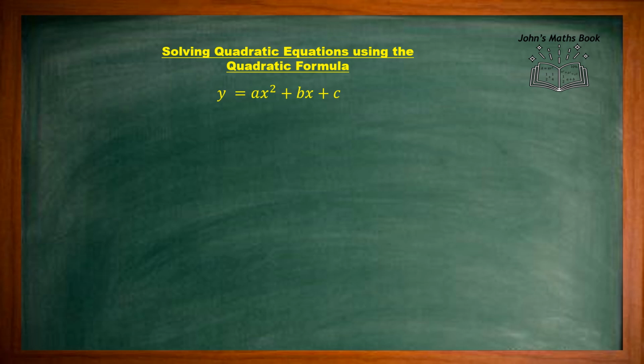A quadratic equation in its standard form is written as y is equal to ax squared plus bx plus c. The roots of the quadratic equation can be found using the quadratic formula, which is written as x is equal to minus b plus or minus the square root of b squared minus 4ac divided by 2a.